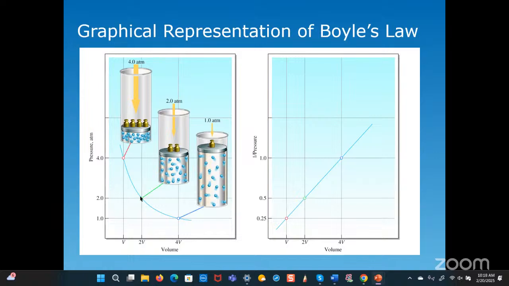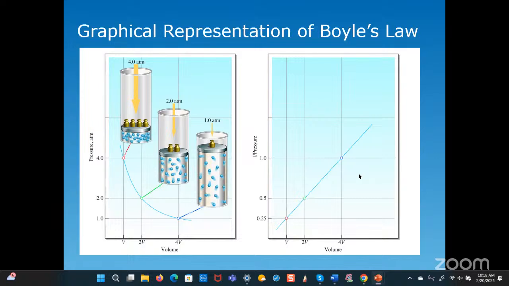And then if you double the volume further, from 2V to 4V, then the pressure will be halved again, from 2 atmospheres to 1 atmosphere, and that continues, right? So if you were to do this experiment and plot your graph, you're going to see this curve, which approaches the x-axis but doesn't touch it, right? So that's what this is showing you.